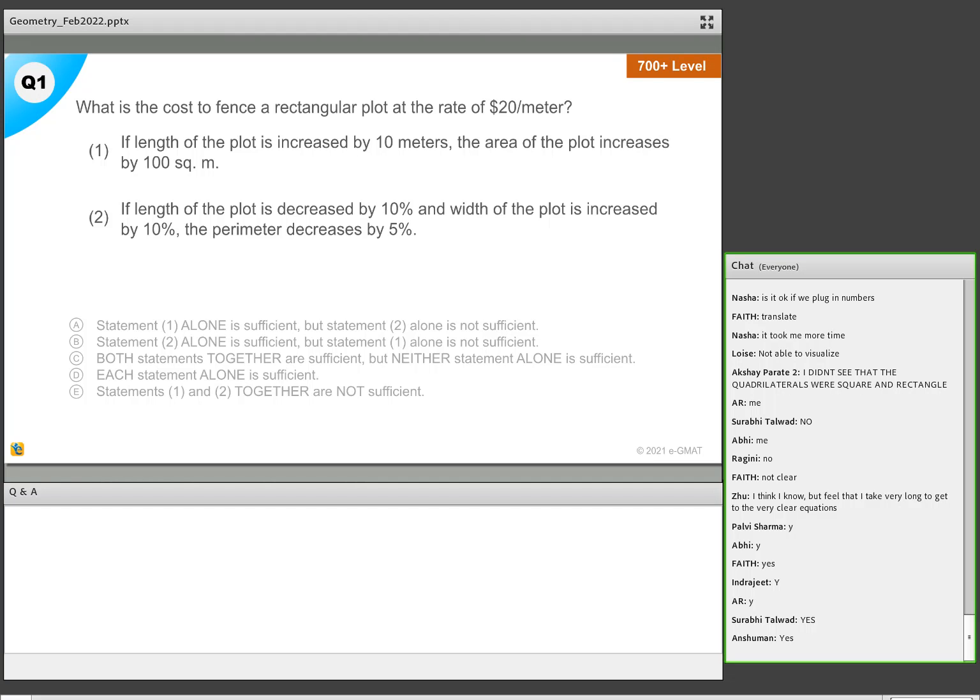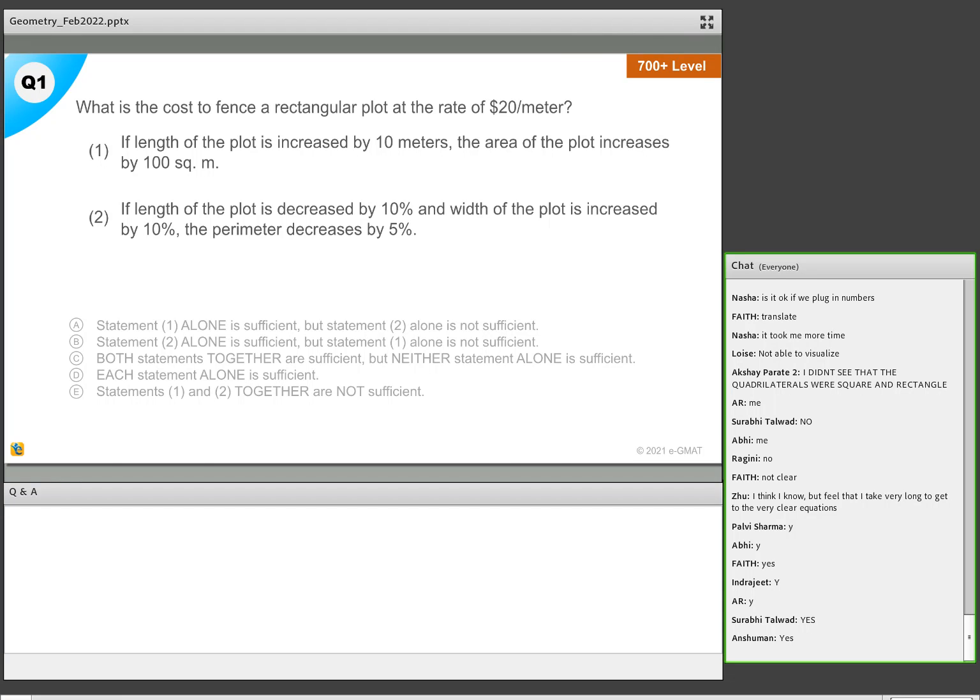Option A says the first statement alone is sufficient, but the second statement is not sufficient. Option B says statement 2 alone is sufficient, statement 1 is not sufficient. First things first, you have to understand what each of these statements mean.